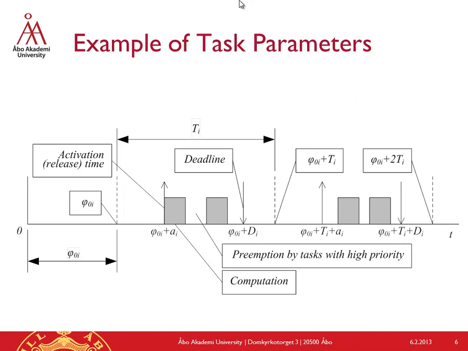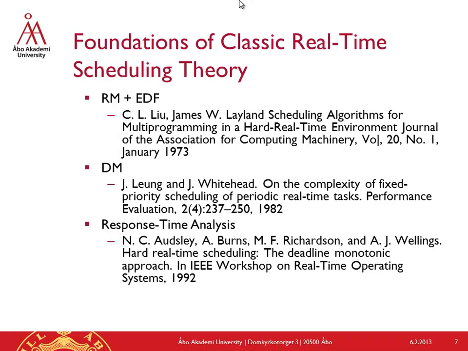And what can we do with all of these parameters? What is basically the idea of classic real-time theory? We have a task set where each task is a combination of all of these timing parameters. And what is our task in this case? We have to provide some sort of schedule which allows us to execute all of these tasks without missing their deadlines, right?